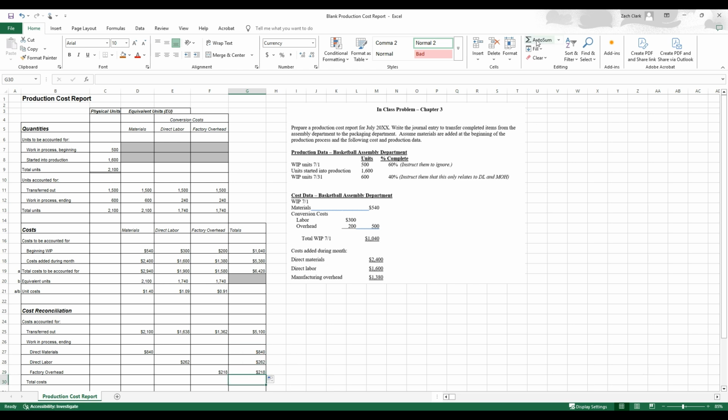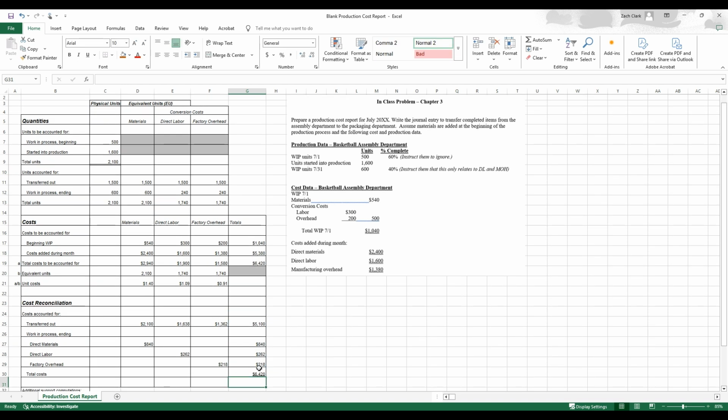And finally, we're going to sum up all of the costs, both what's been transferred out and what's left still in work in process. And you can see that gives us 6,420, which agrees to the 6,420 above that were all the costs that we had to account for. So we've completely assigned all the costs to the ending WIP and the amount transferred out for this month.